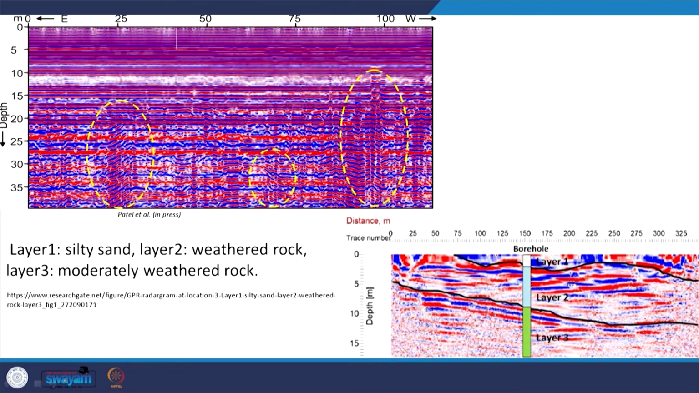Here is another photograph, and it is also from the same area. Here you see there are faults, shallow subsurface faults, and here shallow subsurface faults. In this photograph you can see in a seismic, this is also a GPR profile, you can say here layer 1 is interpreted as silty sand, layer 2 is weathered rock, and layer 3 is moderately weathered rock. That means even the intensity, the degree of weathering, can be detected through it.